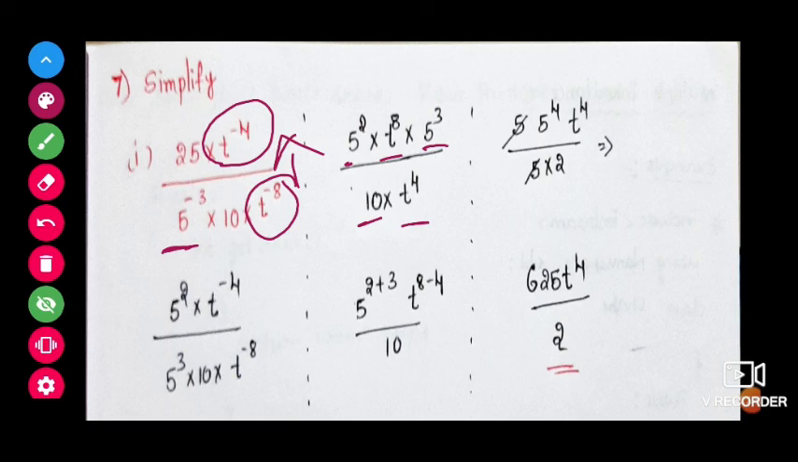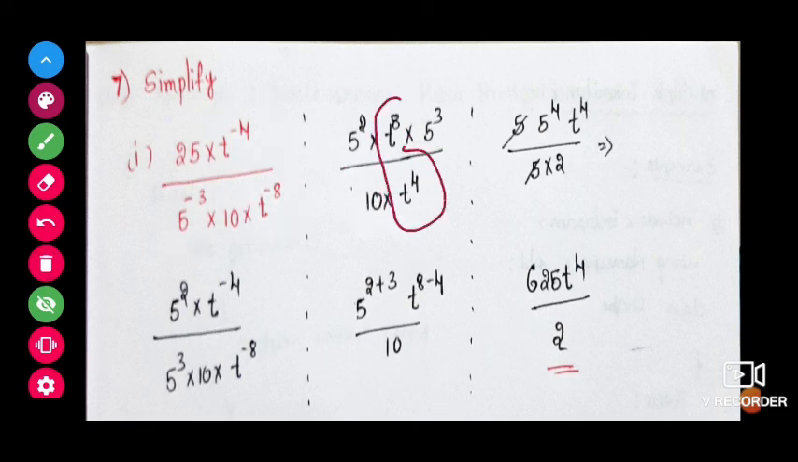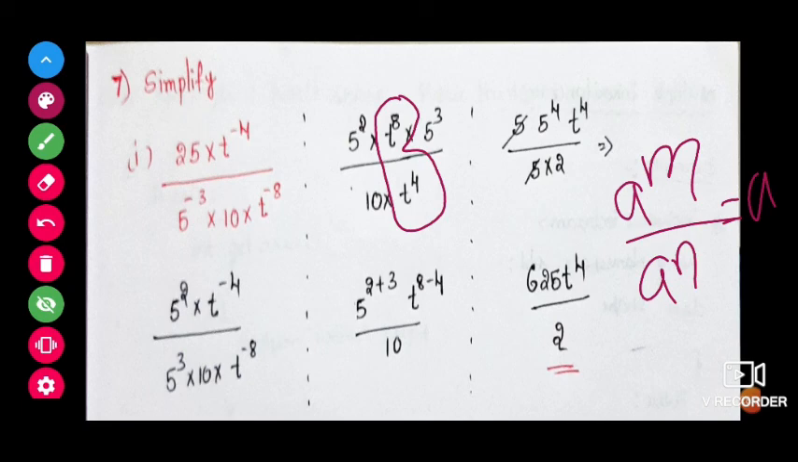Now here t to the power 8, here t to the power 4. So we can apply the formula on these two. See, t to the power 8 by t to the power 4. So what is the formula we can apply? a to the power m by a to the power n, we can write a to the power m minus n. So t to the power 8 minus 4. So we will get t to the power 4 over t, that is the final.